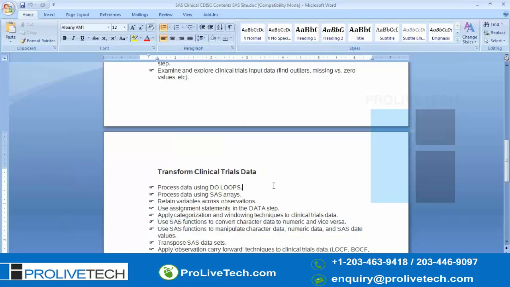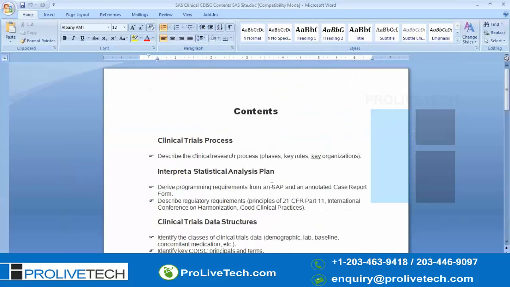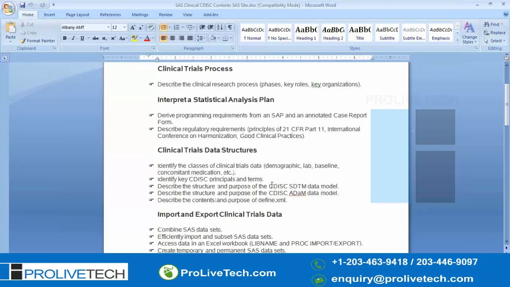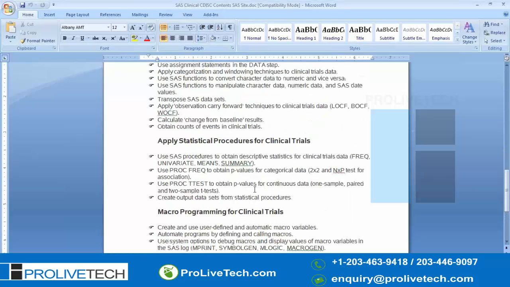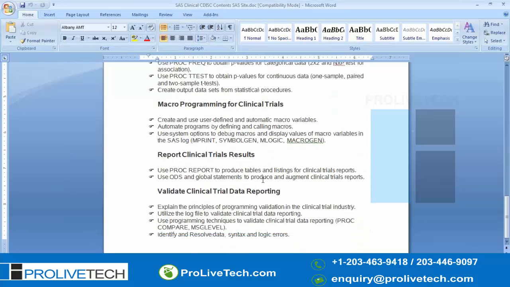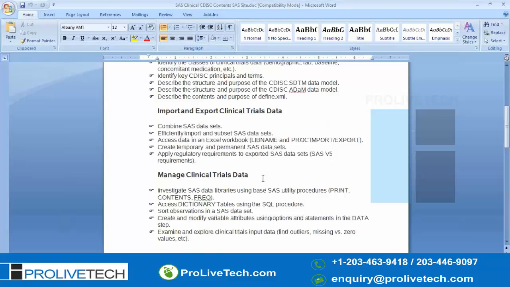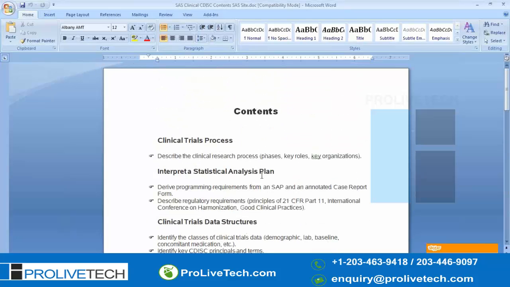Actually, if you are trying to write the SAS clinical certification, just like base SAS certification and advanced certification, we do have a clinical certification also. So these are the contents that we have in the clinical certification. You can have the same content even from the SAS official website. So these are the different things that we have in the training. So you are looking for this one, right?